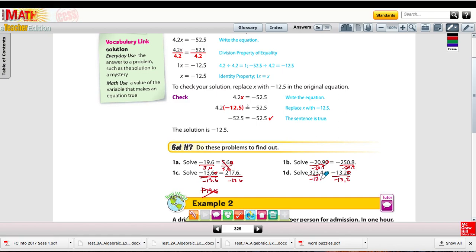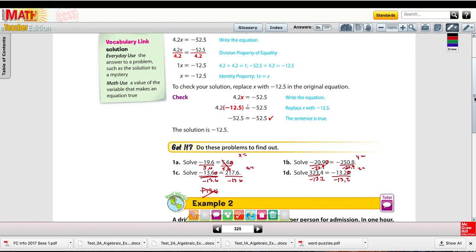And finally on D, to isolate the z, we are going to divide by negative 13.2. All of your work should be shown on those problems, and then of course the final answers: x equals negative 3.5, y equals 12, a equals negative 16, and z equals negative 24.5.